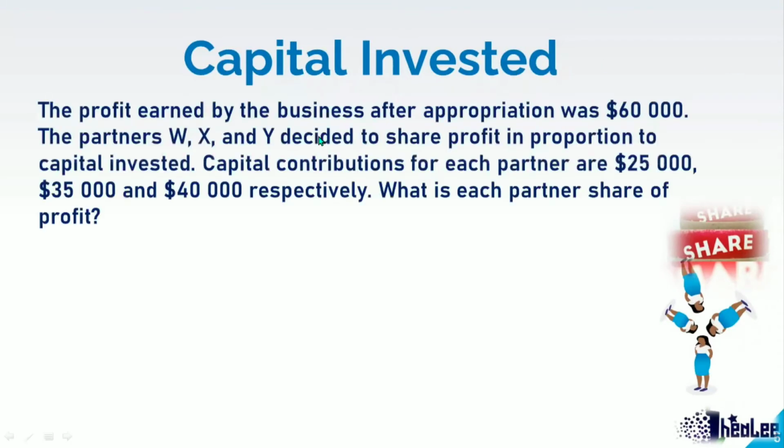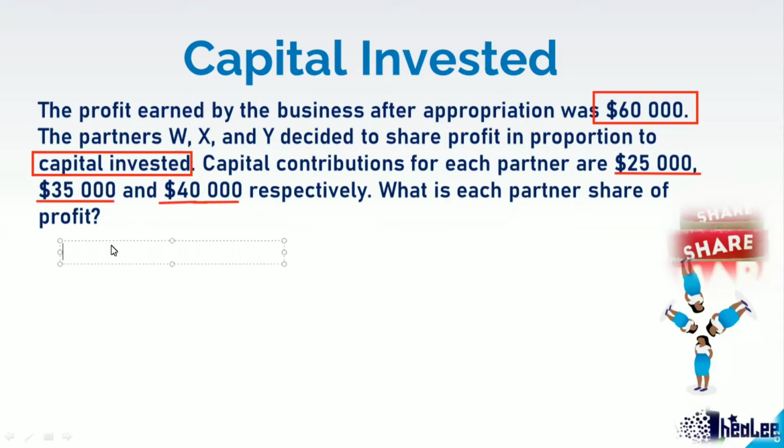So we're going to look at capital invested. For the capital invested, we're still using that 60,000 as the profit, and W, X, and Y decided to share profit in the proportion of their capital invested, and you're presented with each partner's capital. We're seeing where 25,000 is contributed by W, 35,000 contributed by X, and 40,000 contributed by Y. So the capital contributions for each partner are 25,000, 35,000, and 40,000 respectively. What is each partner's share of profit?